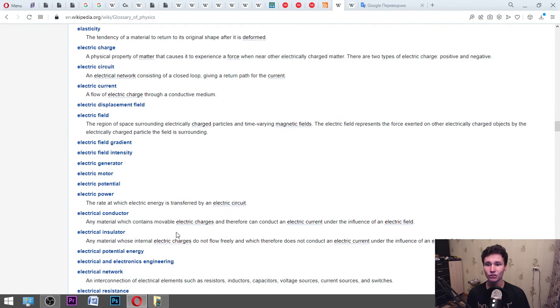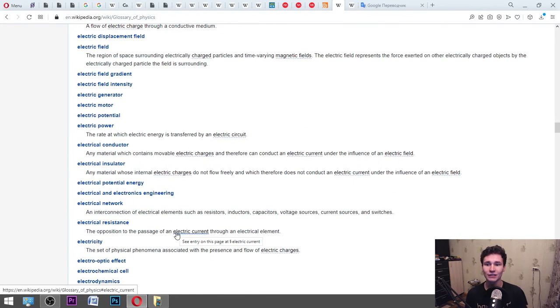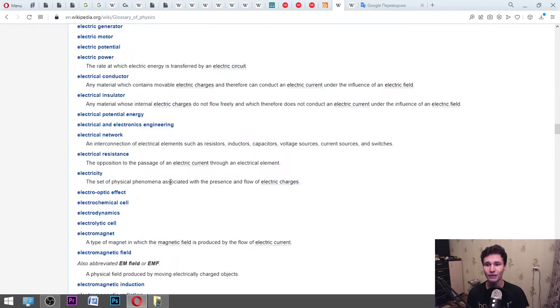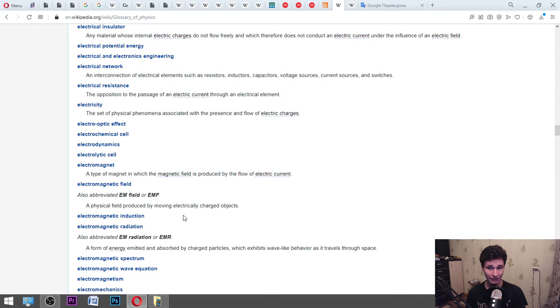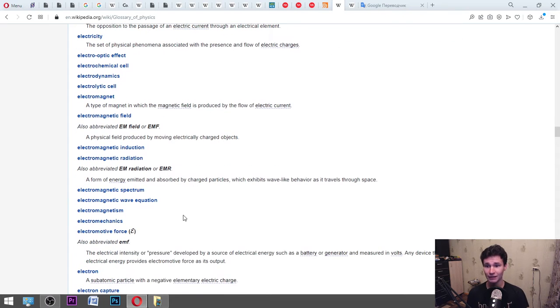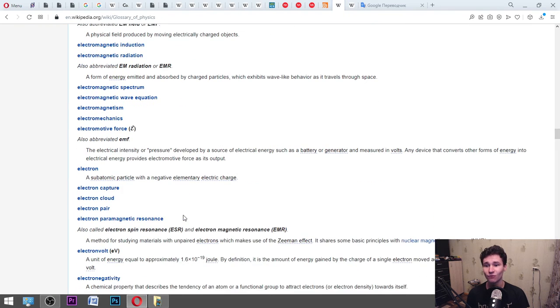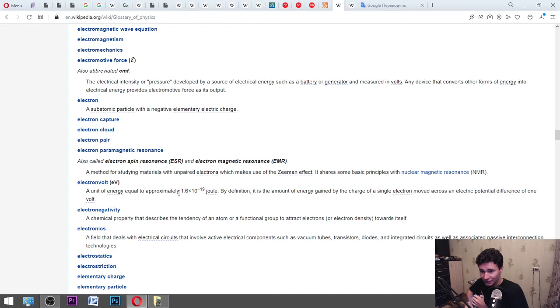Electric generator, electric motor, electric potential, electric power, electrical conductor, electrical insulator, electrical potential energy, electrical and electronics engineer, electrical network, electrical resistance, electricity, electro-optic effect, electrochemical cell, electrodynamics, electrolytic cell, electromagnetic field, electromagnetic induction, electromagnetic radiation, electromagnetic spectrum, electromagnetic wave equation, electromagnetism, electromechanics, electromotive force, electron capture, electron cloud, electron pair, electron paramagnetic resonance, electron volt, electronegativity, electronics.